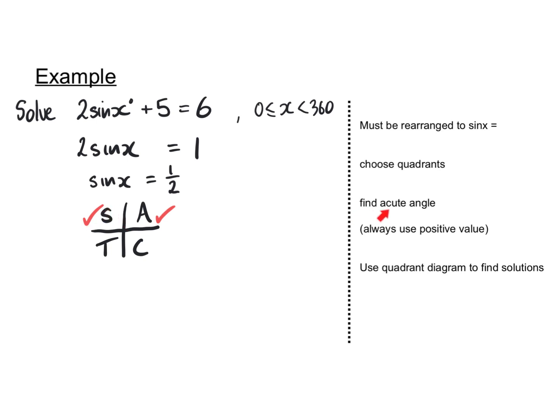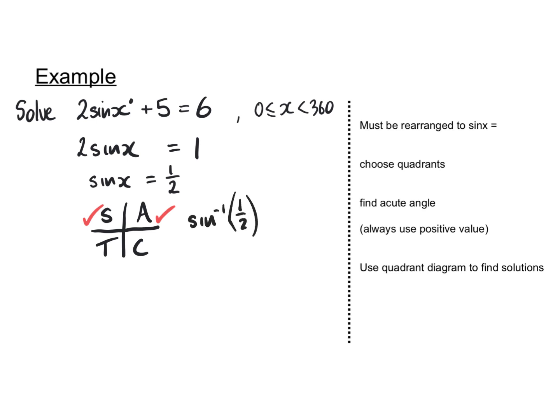The third step is to find the acute angle. I'd usually do that bit of working up at the side of my CAST diagram here. Because sine x is equal to a half, to find my acute angle, I'm going to find inverse sine, which is sine to the power minus 1, of a half.